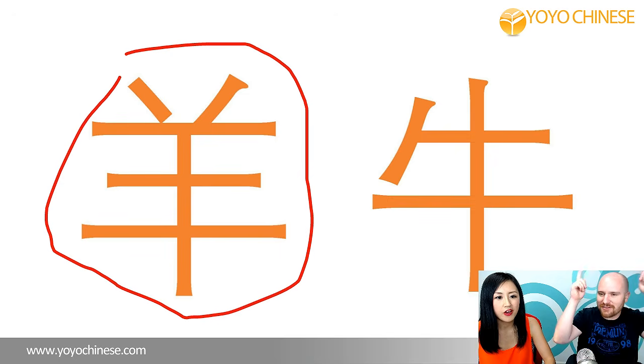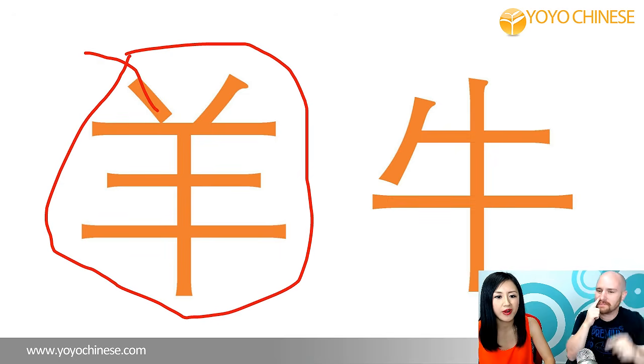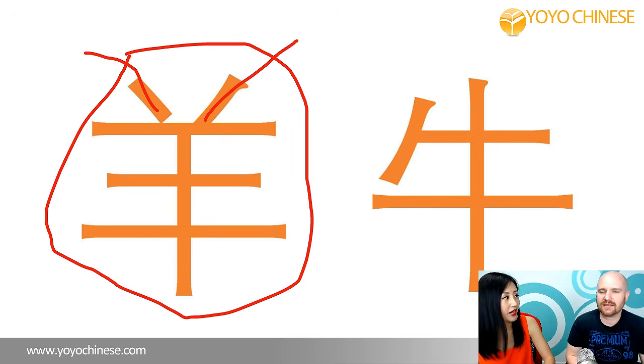Because it has horns, right? You can see these things sticking off the top, like maybe a goat. A lamb has horns too, but I don't know. In Chinese, we call lamb and goat the same, just yáng. This character is pronounced yáng. All right, so let's see if he's right. Yeah, he's right. Of course, he's right.